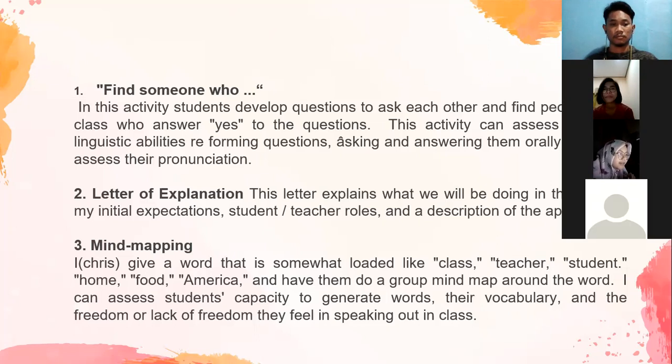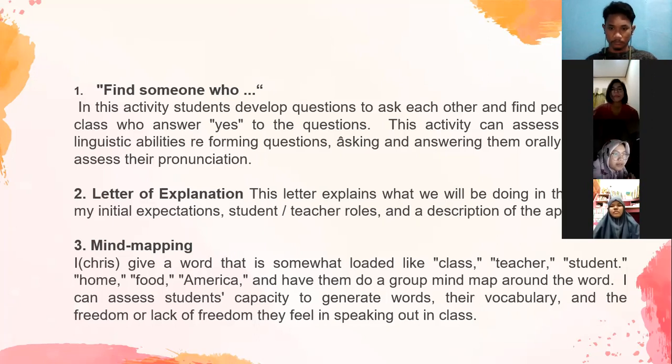Second one is letter of explanation. This letter explains what we will be doing in this course, my initial expectations, student and teacher roles, and a description of the approach. The third one is mind mapping. Chris gives a word that is somewhat loaded, like class, teacher, student, home, food, America, and has them do a group mind map around the word. I can assess students' capacity to generate words, their vocabulary, or the freedom or lack of freedom they feel in speaking out in class.